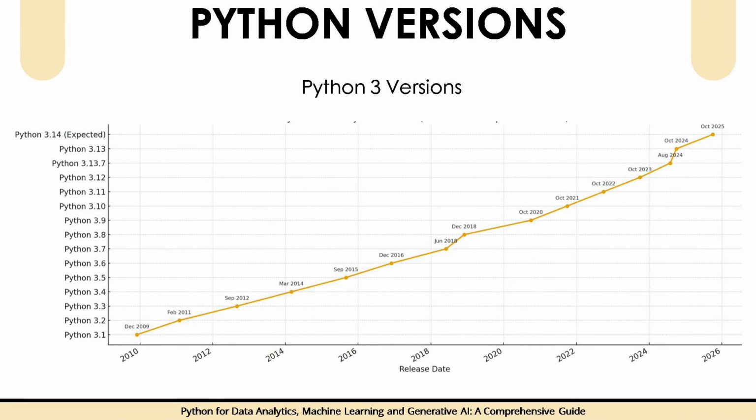The next major release, Python 3.14, is expected in October 2025. It is important to note that Python 3.x is not backward compatible with Python 2.x. So, why is Python so popular? Let me give you 4 big reasons.